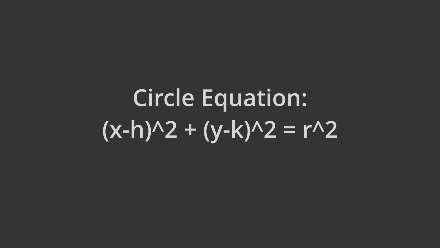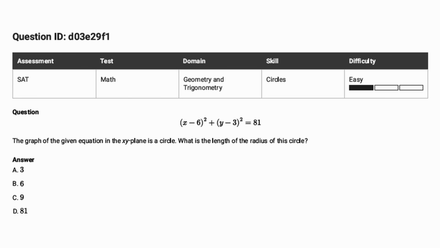The graph of the given equation in the xy plane is a circle. What is the length of the radius of this circle? Remember the equation. At the end of the equation is r squared. So we see 81 at the end of the equation. Is our radius 81? No, our radius is not r squared. So we have to take the square root of 81, and that's 9. Our radius is 9, guys.